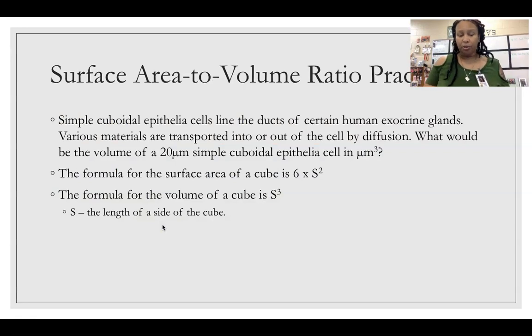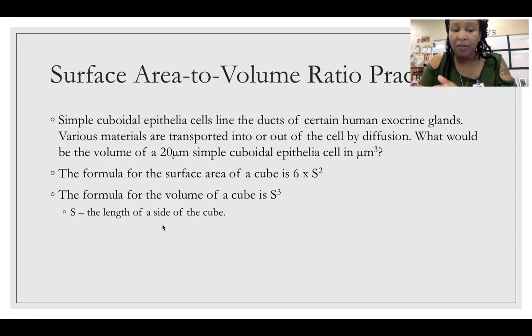So let's practice this one, right? So you have a simple cuboidal, so it's a cube. Epithelial cells line the duct of certain human exocrine glands. Various materials are transported into or out of the cell by diffusion. What would the volume of a 20 micrometer simple cuboidal epithelial cell be in micrometers cubed? Now it is important that you see this cube because that means you're going to be doing length times width times height. That's 3 sides, right?